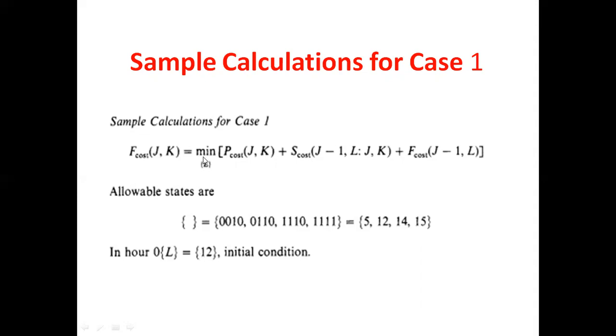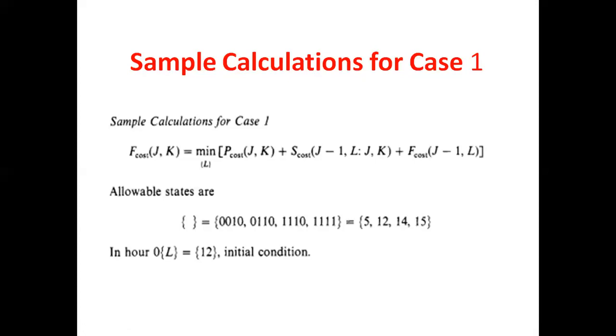We have to calculate for each hour. Say for the first hour, we have three states, say 15, 14 and 12. We have to see which among those three states has the minimum cost. We will see it using the priority scheme method for our allowable states.